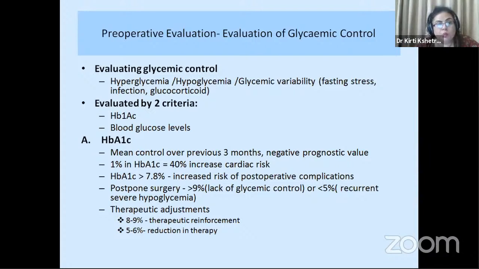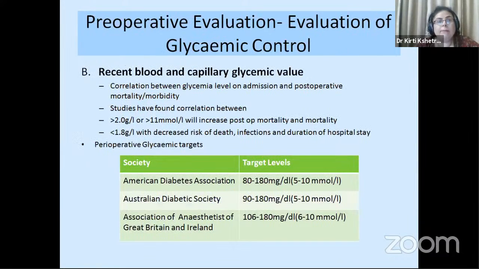Postpone surgery if it is more than 9 or less than 5, due to lack of glycemic control and recurrent severe hypoglycemia respectively. While therapeutic adjustments are required for patients who are between 8 to 9, where between 8 to 9 we have to reinforce the therapy. And between 5 to 6% of HbA1c require reduction in their therapy.